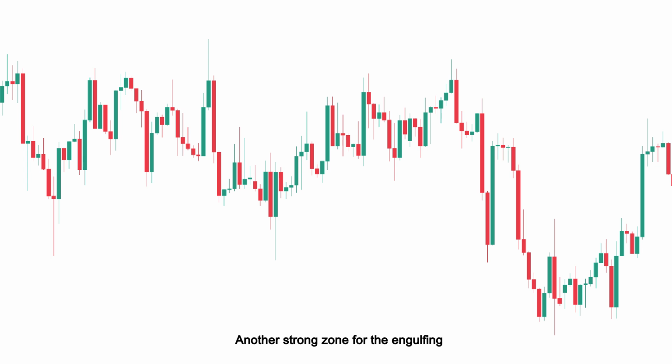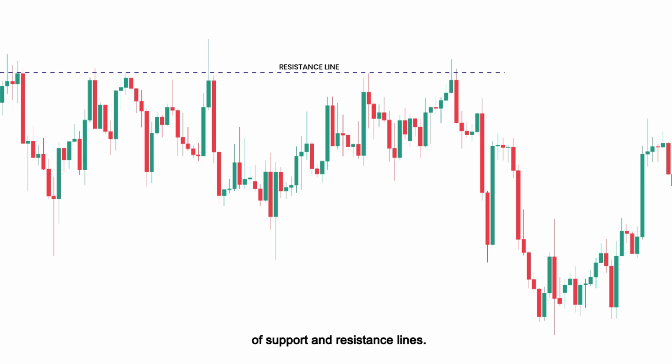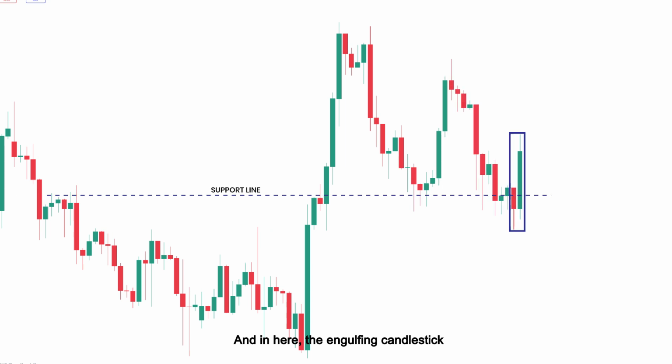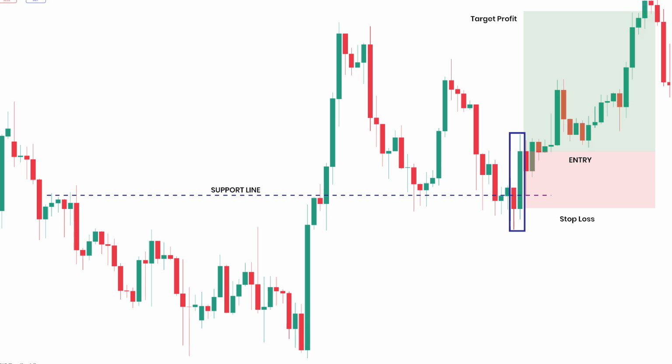Another strong zone for the engulfing bar candlestick patterns is the use of support and resistance lines. As you can see in this example, the engulfing candlestick pattern bounced off the resistance line. We then enter the market and set our target profit and stop loss. And in here, the engulfing candlestick pattern was formed on our support line, so we enter the trade and set our target profit and stop loss.